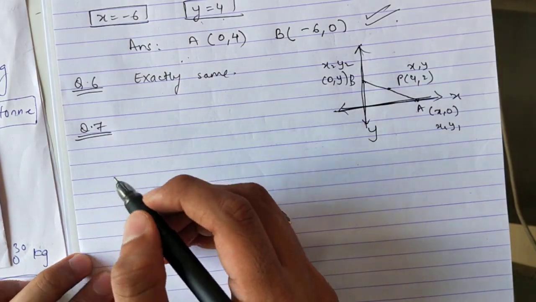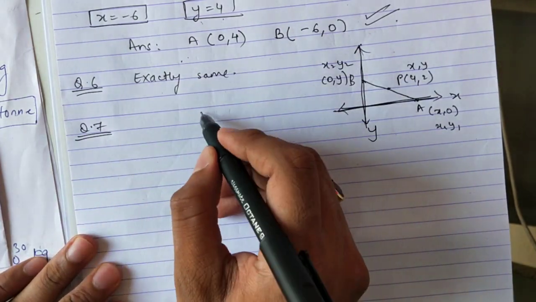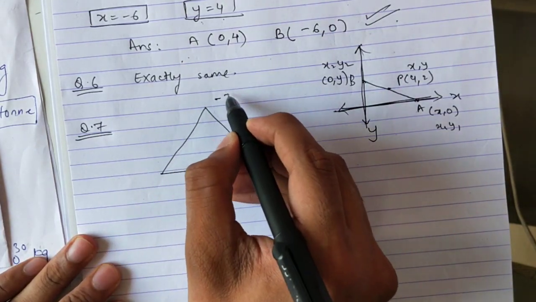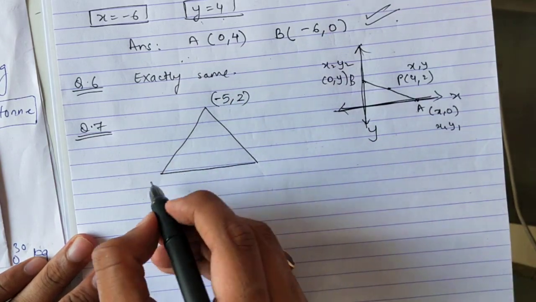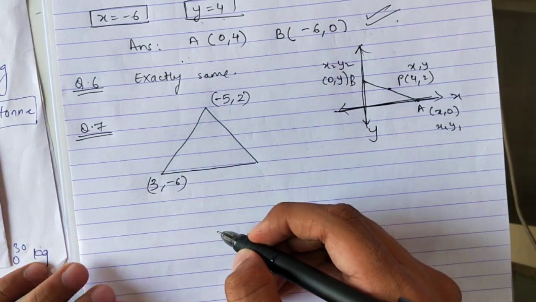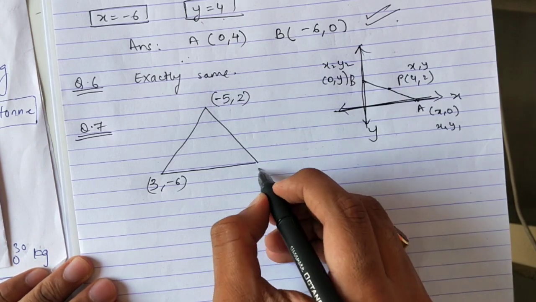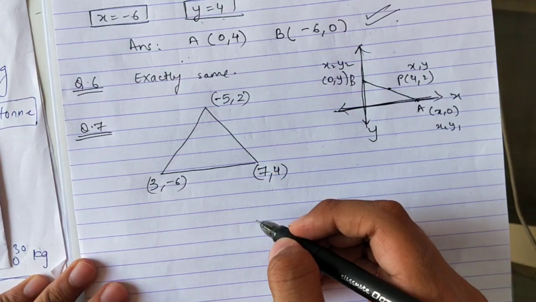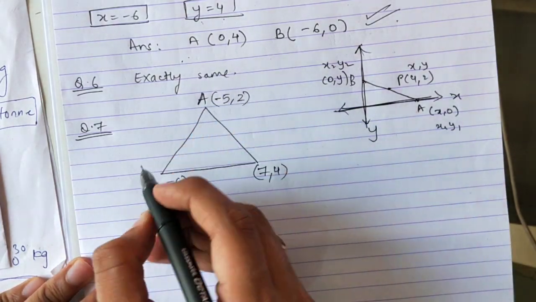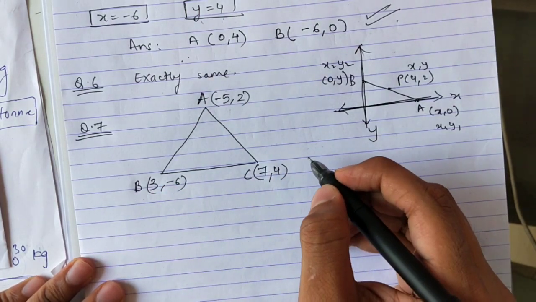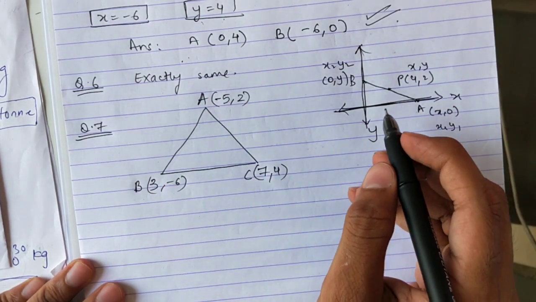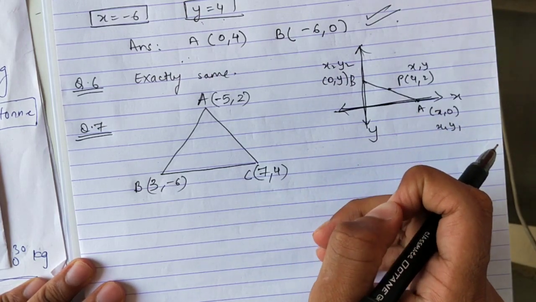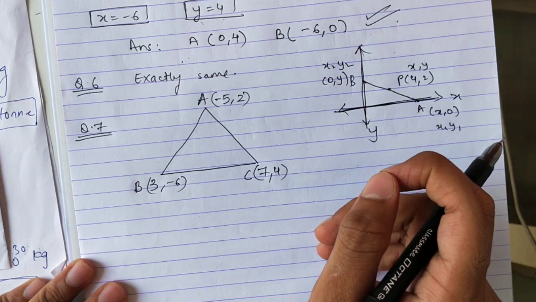So in question number 7, 3 vertices of a triangle are given. Vertices are (-5, 2), (3, -6) and (7, 4). These are the 3 vertices. Names are not given, so we can name them according to our wish, A, B and C. And they have told, find the length of its median through vertex (3, -6).